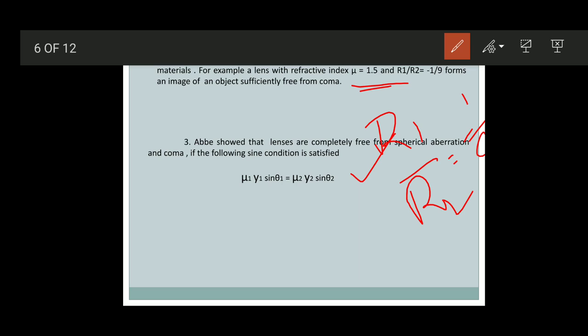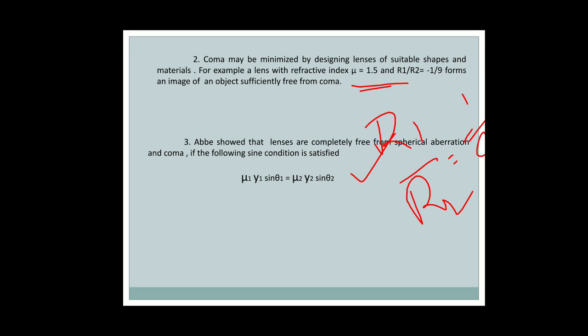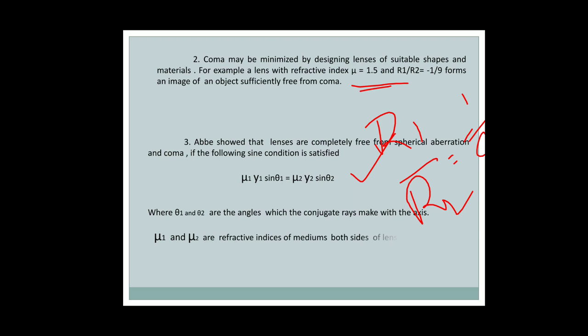refractive indices of the material on both sides of the lens, y1 is the size of the object and y2 is the size of the image, and theta 1 and theta 2 are conjugate angles. Any system which obeys this rule can minimize the coma. And how can we derive this Abbe sine condition? We will discuss now.